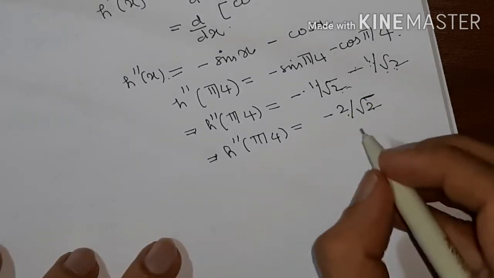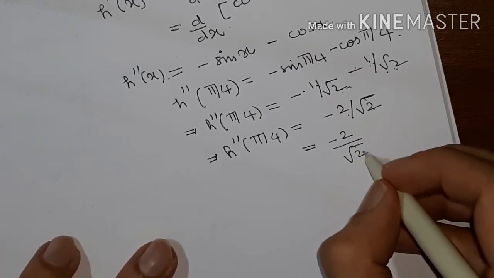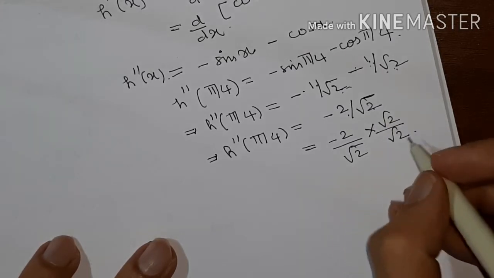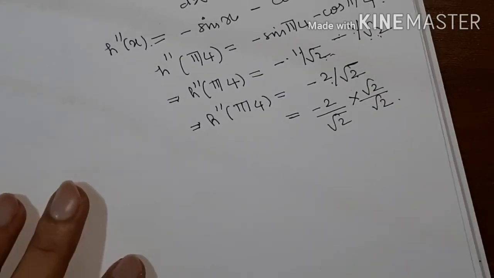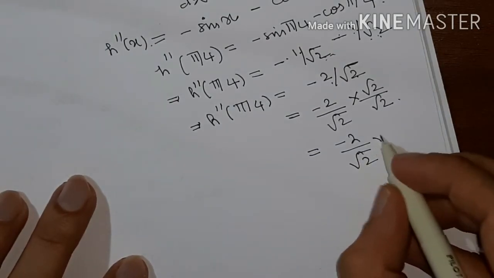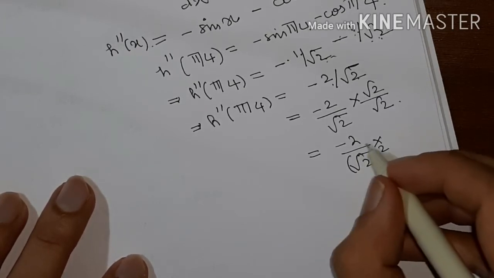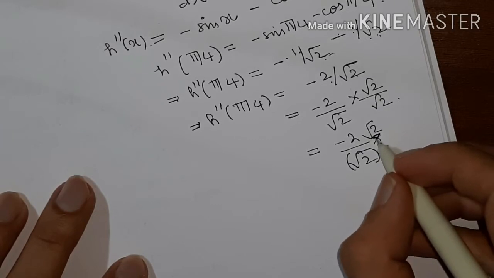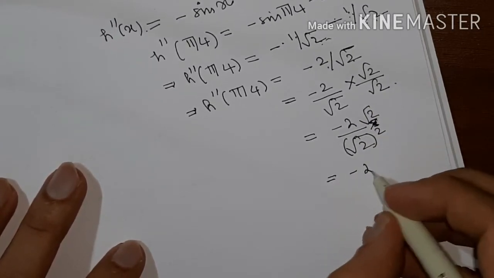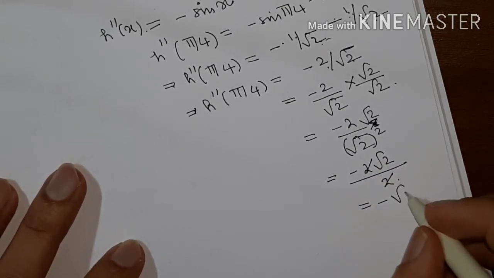Okay, now if you rationalize this, what you will get? If you multiply it by root 2 and divide by root 2, so you will get this, which is nothing but minus 2 divided by root 2, right? So minus 2 multiplied by root 2, and divided by root 2 the whole square. So you'll get minus 2 root 2 divided by 2. So 2 and 2 get cancelled. You'll get minus root 2.